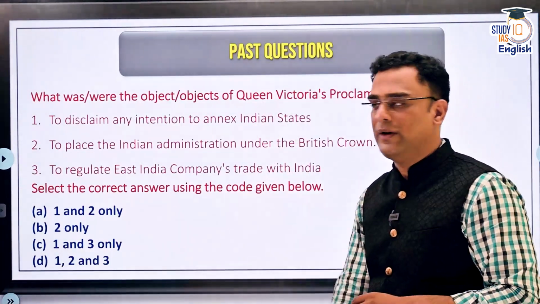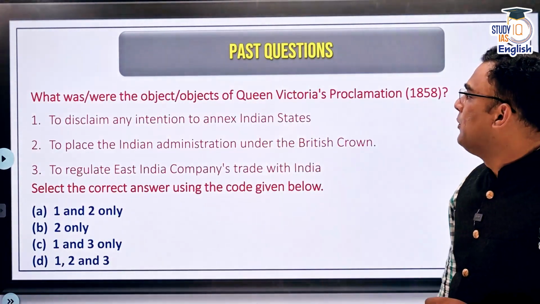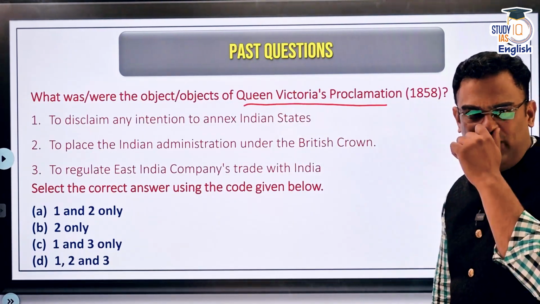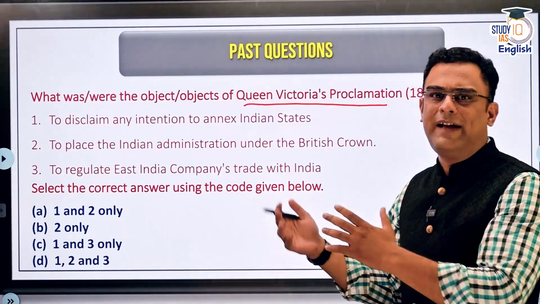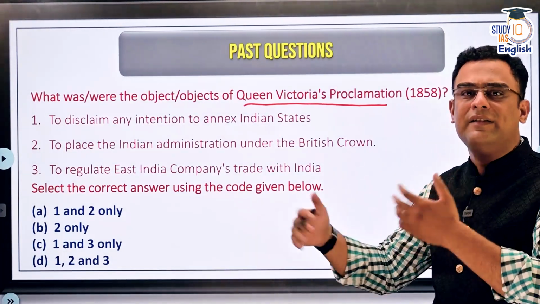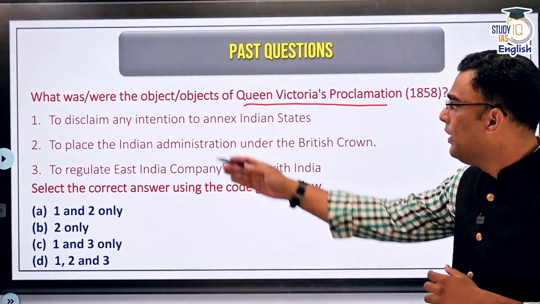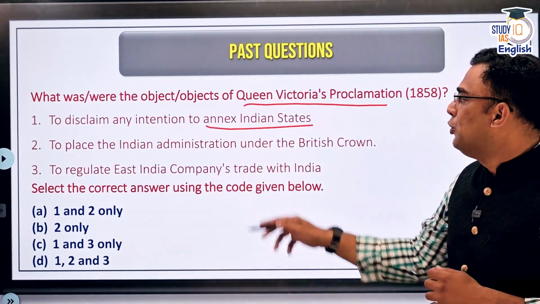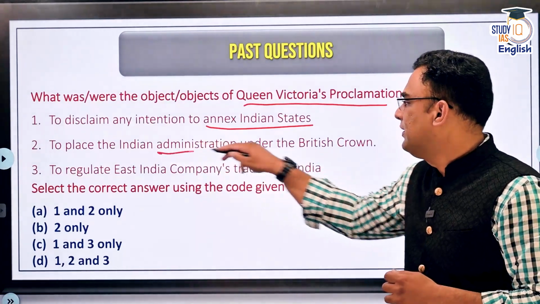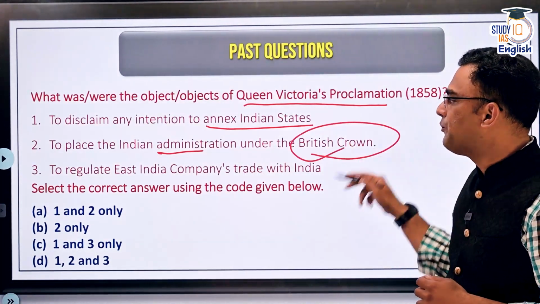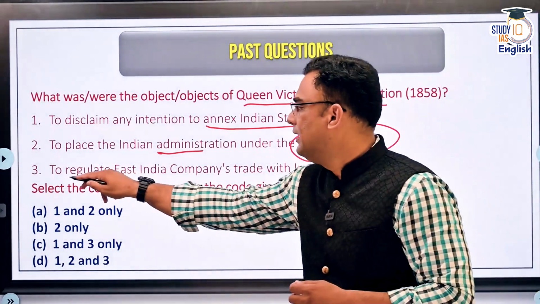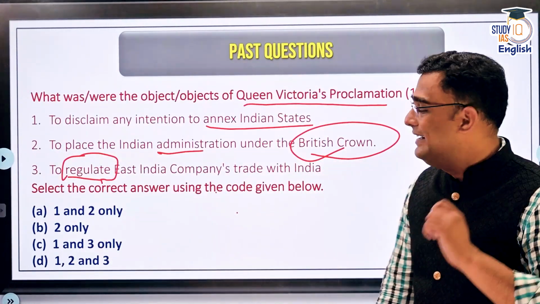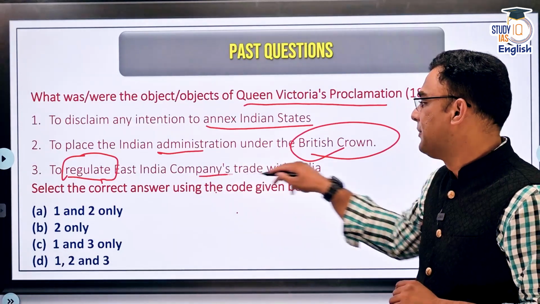Let's take one more example now. What was or were the objects of Queen Victoria's Proclamation of 1858? I'm including this as a part of act because it is coming in that same sequence or series. To disclaim any intention to annex Indian states, to place the Indian administration under the British Crown, and to regulate East India Company's trade with India.